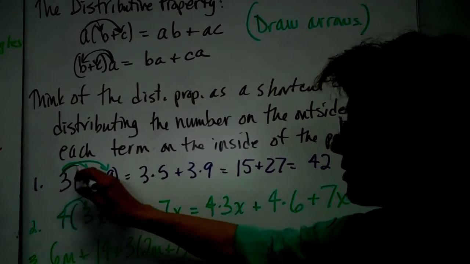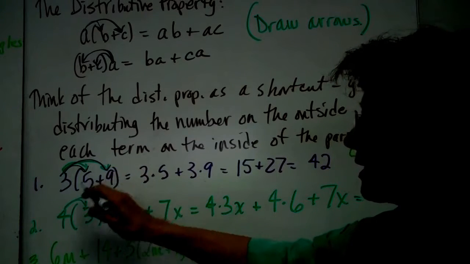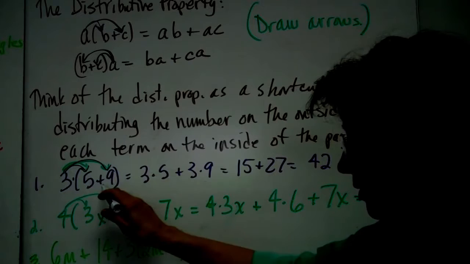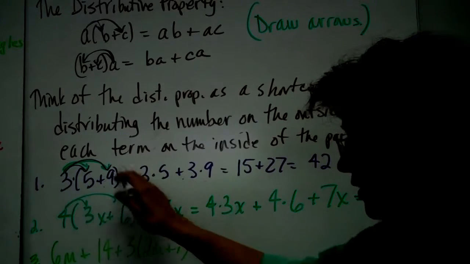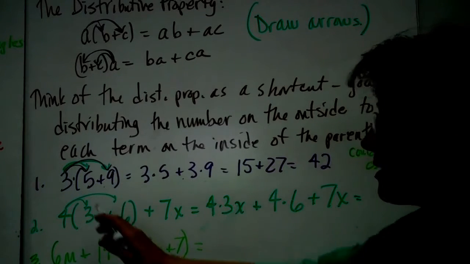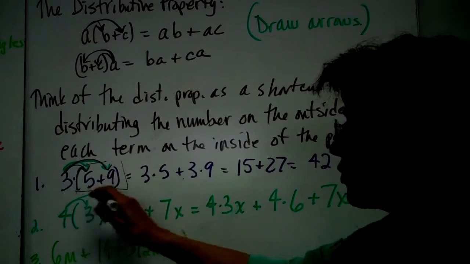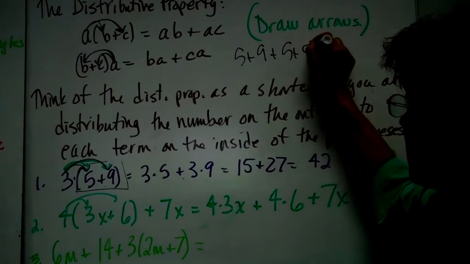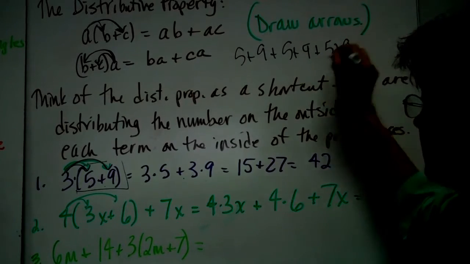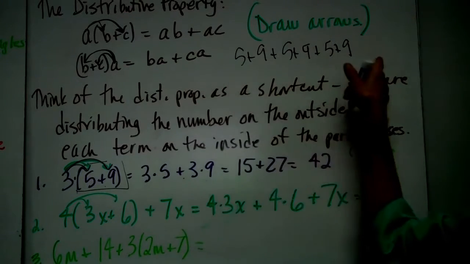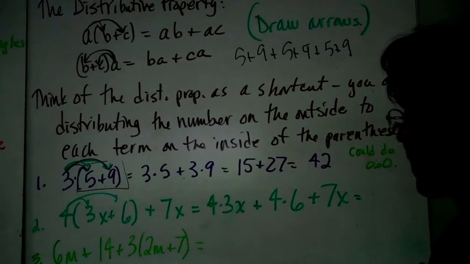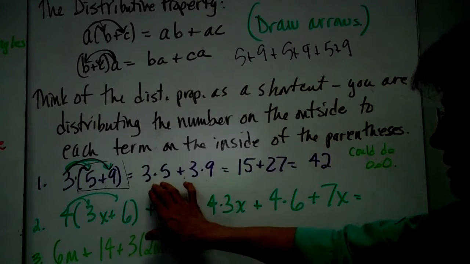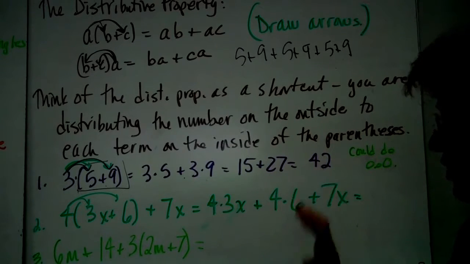So I draw my arrows, 3 to the 5 and 3 to the 9, and I say to myself, 3 times 5, remember that's all times, plus, just copy the plus sign, 3 times 9. Because this really means 3 of these. You're really just going 5 plus 9 plus 5 plus 9 plus 5 plus 9. So it is a shortcut, because instead of writing all that out, I'm just doing 3 times it. The answer ends up being 15 plus 27, which equals 42.